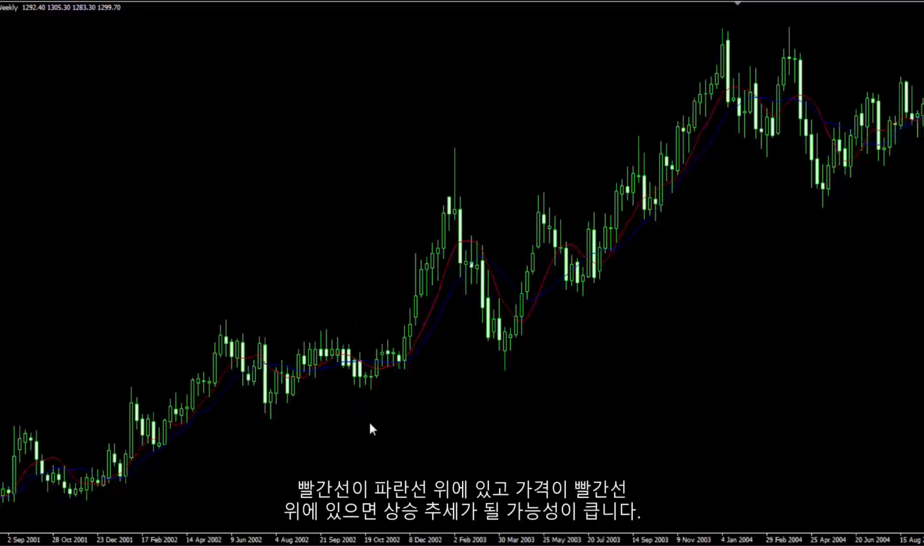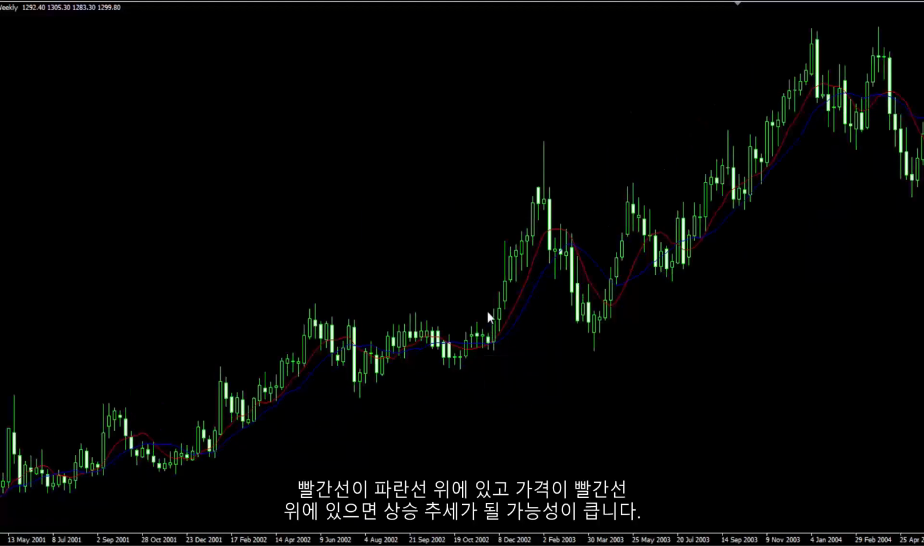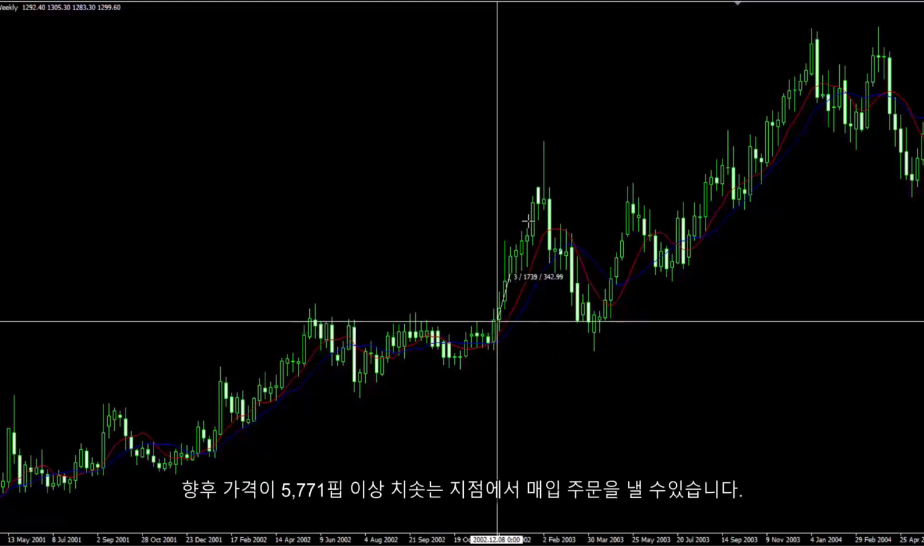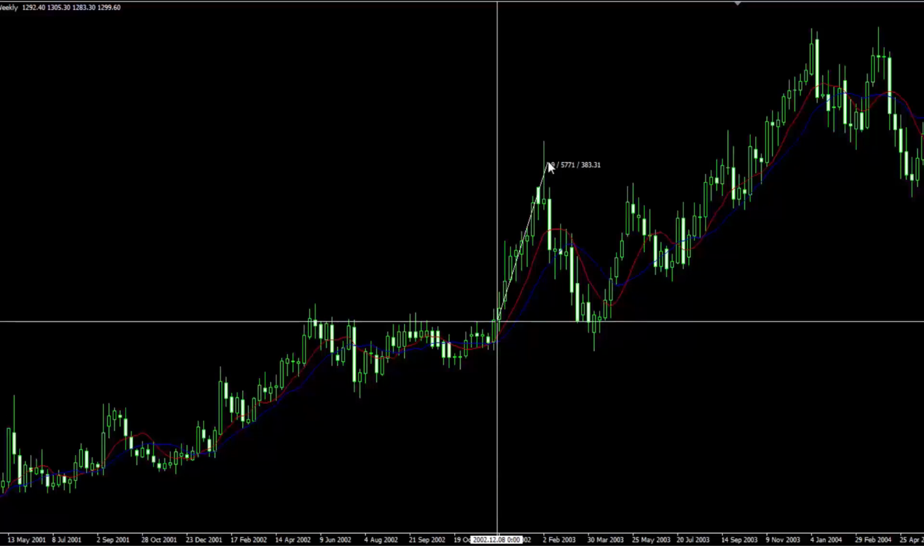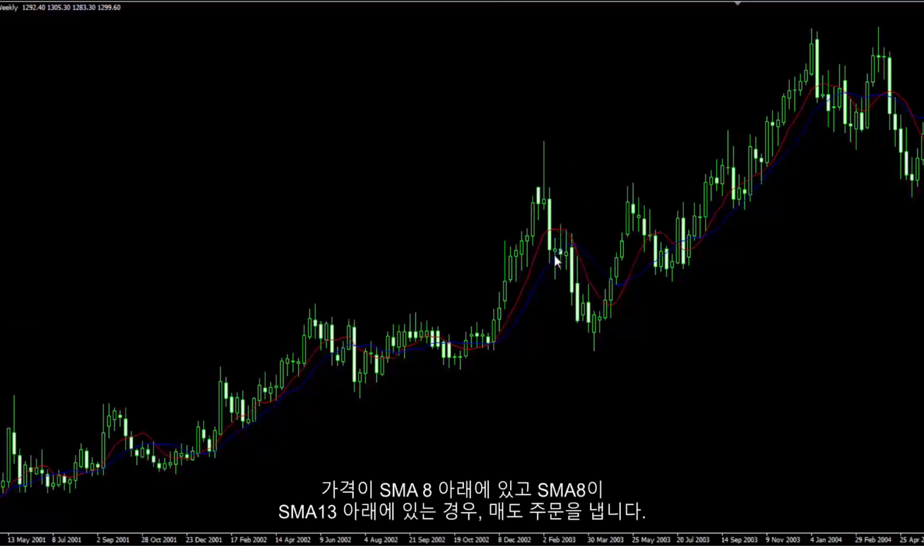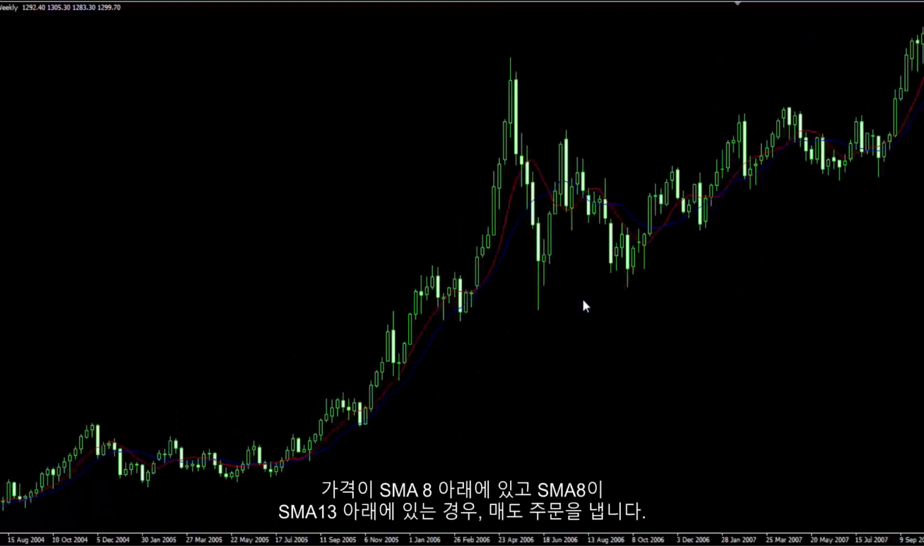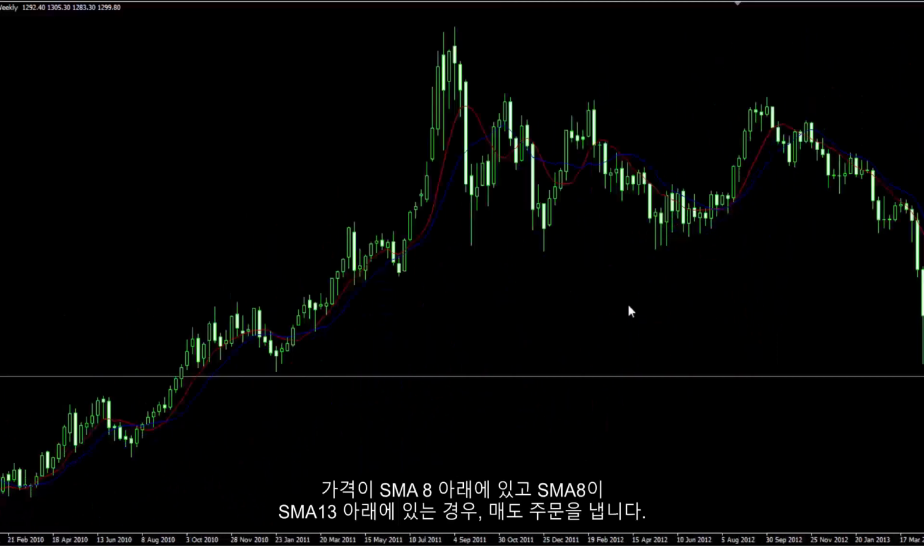If the red line is higher than the blue line and the price is higher than the red line, then an upward trend is more probable. There is a spot where a trader could place a buy order that proceeded towards a 5,771 pips higher point. If a price goes under SMA 8 and SMA 8 moves under SMA 13, then a sell order can be placed.